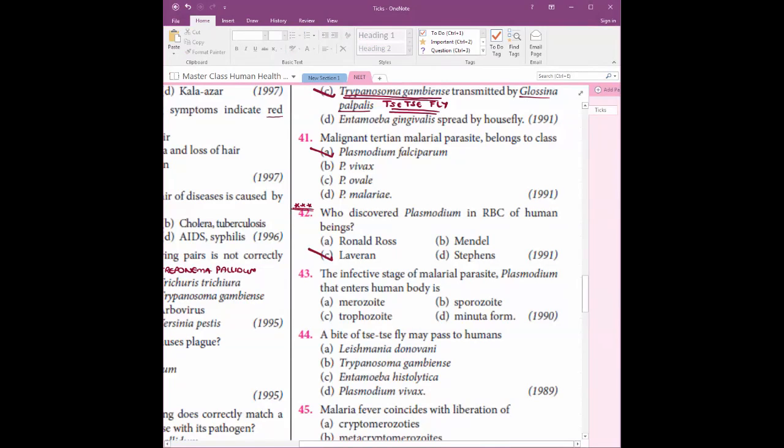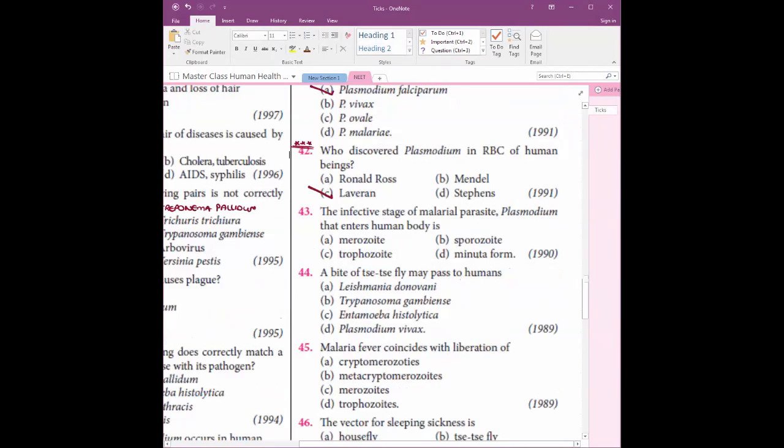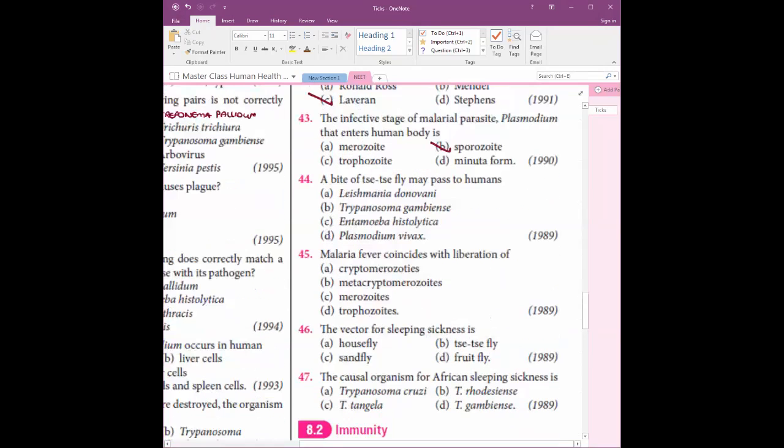But anyways, the infective stage of malarial parasite Plasmodium that enters into the human body. What is that, guys? Very nice. Himanshu, Parnavi, Samiksha, Mukta, all of you are right. It is the sporozoite form. The bite of the tsetse fly may pass to humans what, guys? Yes, it is Trypanosoma gambiense.